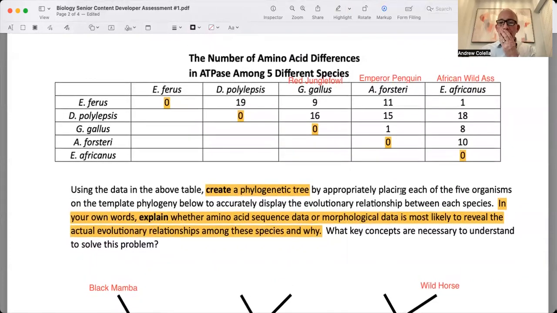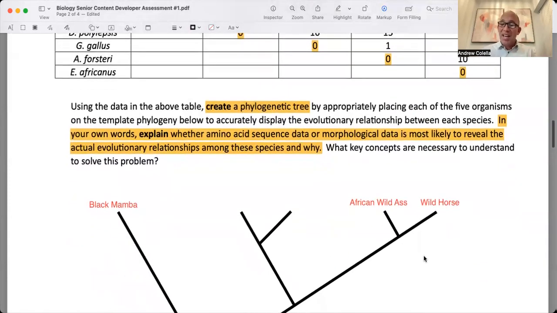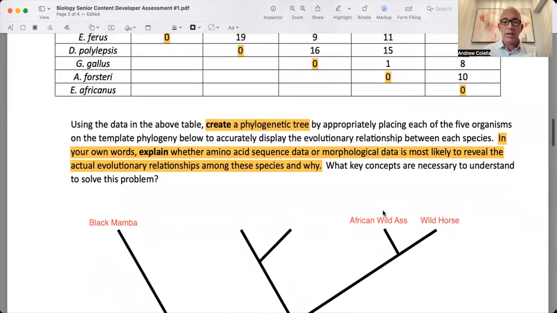Now, the wild horse and the African wild ass only had one difference. So to me, that is a telltale sign that the divergence here on this phylogenetic tree was very recent, that those two were so closely paired that there was only one difference in their amino acid sequence.